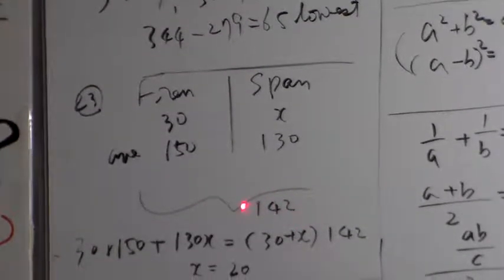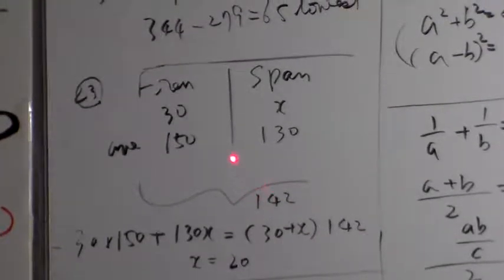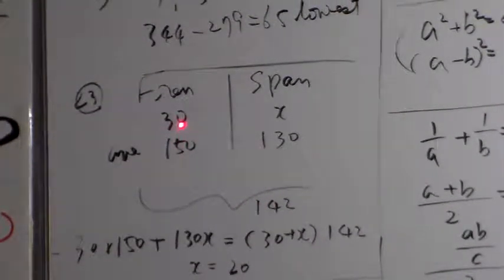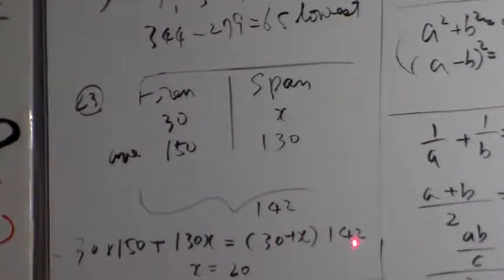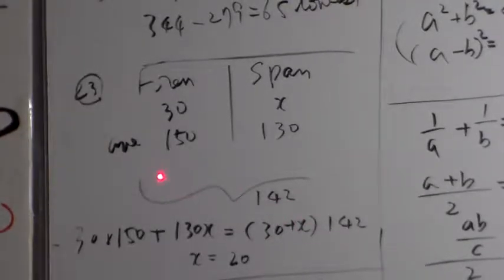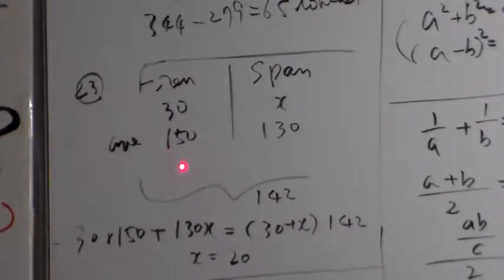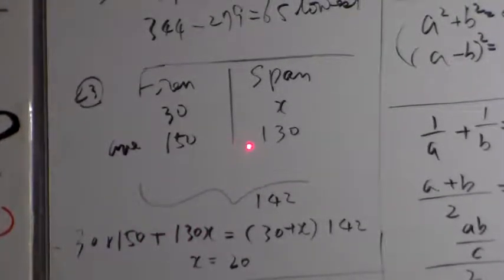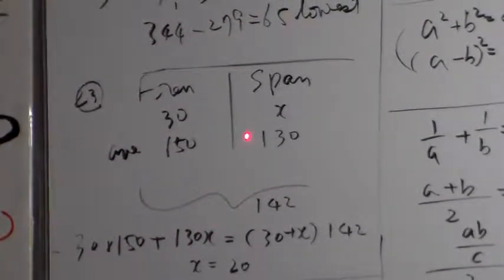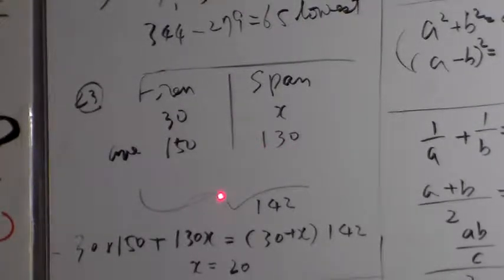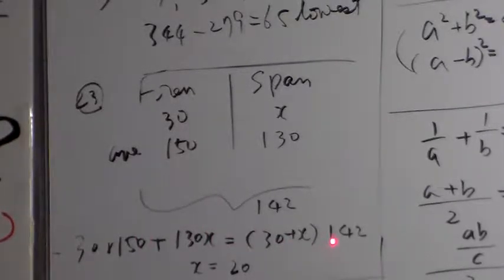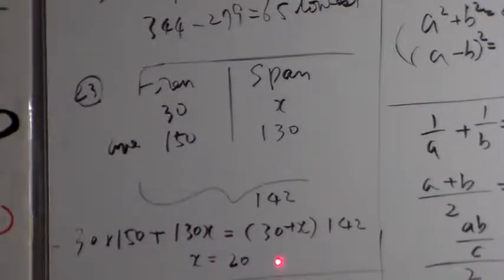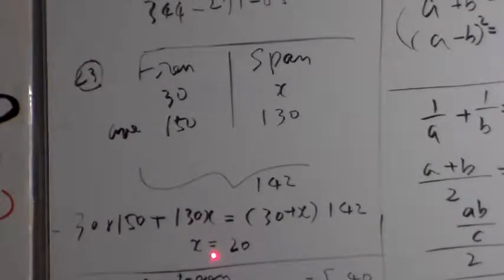So we want to know how many students are in there. Total students is 30 plus x, right? So 30 plus x times 140 is the total weight. Then the French class weight is 30 times 150, plus the Spanish class is 130 times x, the total Spanish weight. So we can add them together to make the average weight, not total weight. So x is 20.